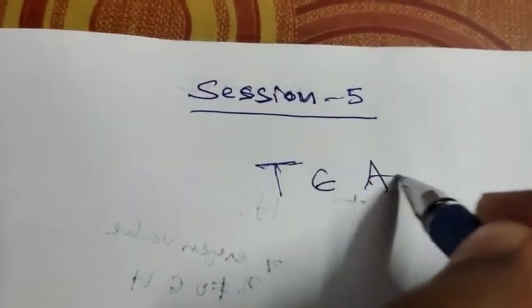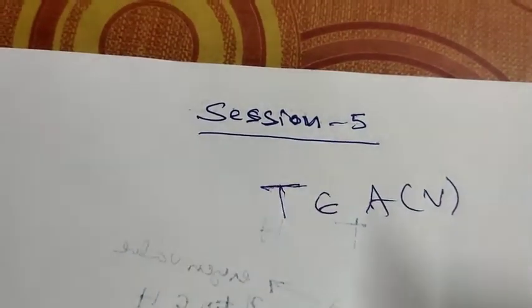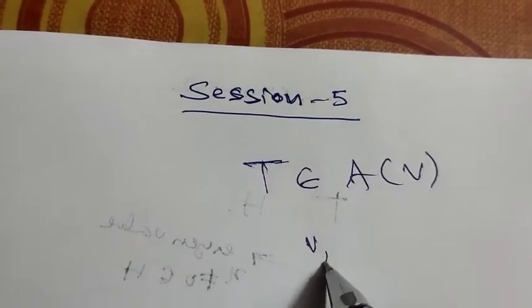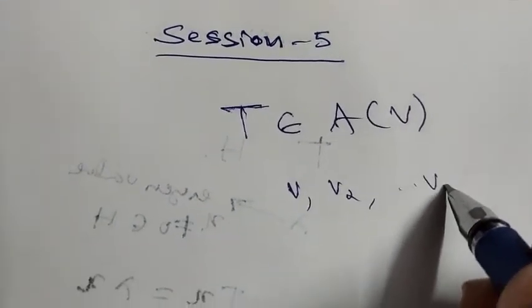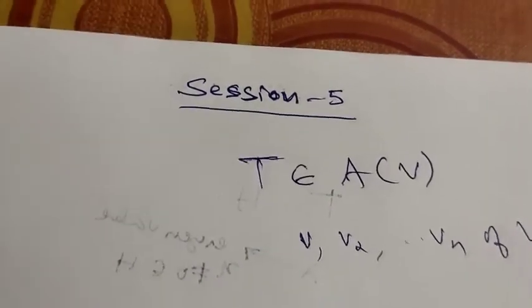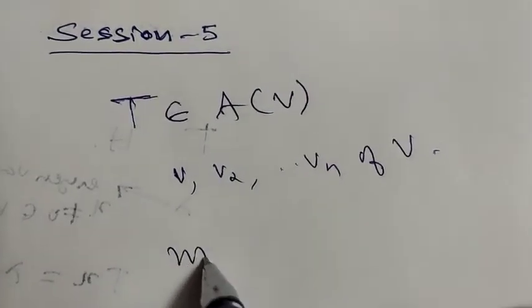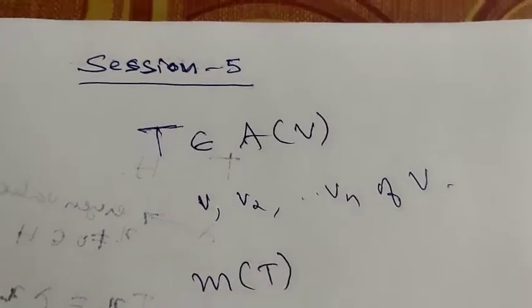So in the last class you studied what is meant by matrix of linear transformations. Means if T is an operator on a vector space V, or T belongs to A(V), then this T, under a basis of V, say V1, V2, etc., Vn of V, has a matrix that is denoted by m(T).